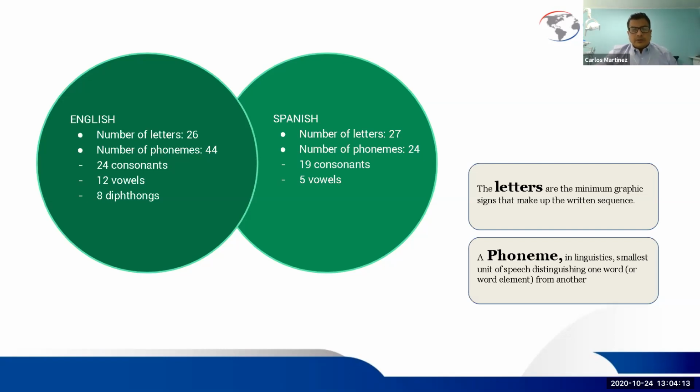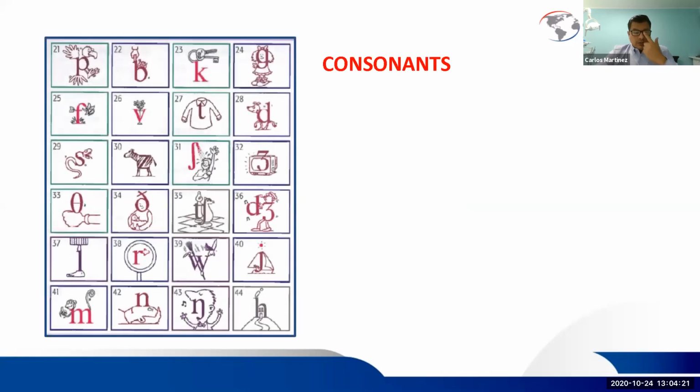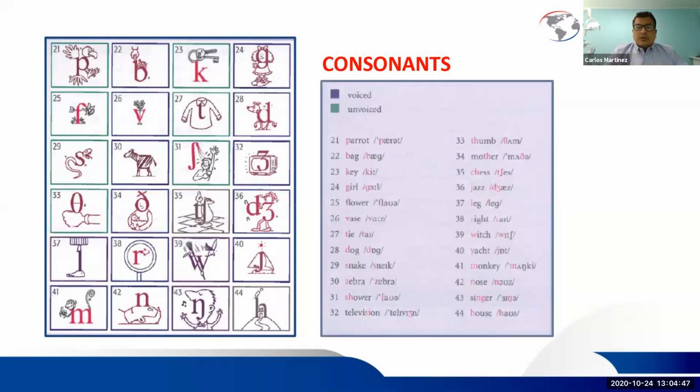Very good. So let's get into the consonants. As we said before, there are 24 consonant phonemes, sounds. Each sound is represented by a symbol. These are phonetic symbols, and these are the symbols that you find sometimes in dictionaries and will help you to pronounce. So I'm going to give you examples of the sound that these symbols make.